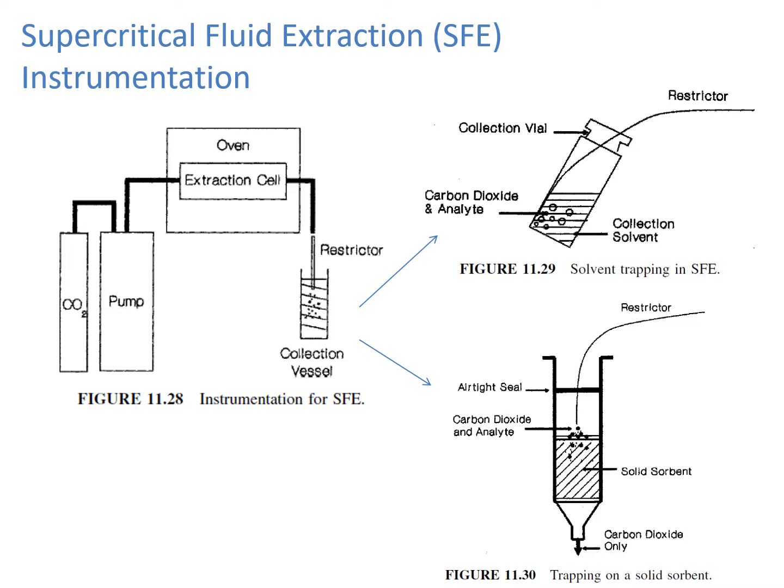So class, these are examples of the instrumentation for supercritical fluid extraction. Basically, carbon dioxide will be used as the supercritical fluid. What is happening here is basically the solvent trapping in SFC, followed by the trapping on the solid sorbent. So this is how the extraction process will occur in SFC. You may refer to YouTube for further information, class.